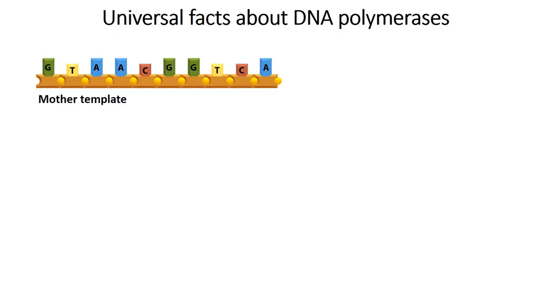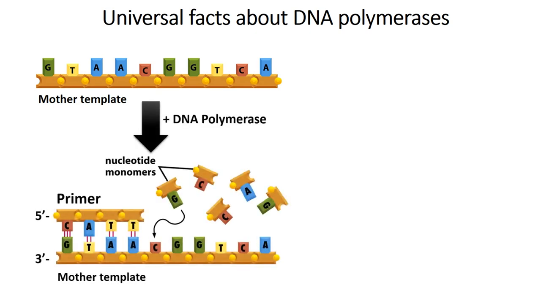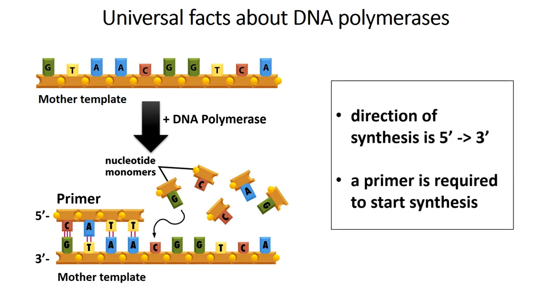So let's go back to our simple building blocks and look at this one more time. I need a mother template that I want to replicate, right? And in order to get this done, I need the DNA polymerase. But you also see that I have a short stretch of what is called the primer. Indeed, there are universal facts about DNA polymerases: the direction of synthesis we already looked at, 5' to 3', and DNA polymerase always needs a primer to start the DNA synthesis.